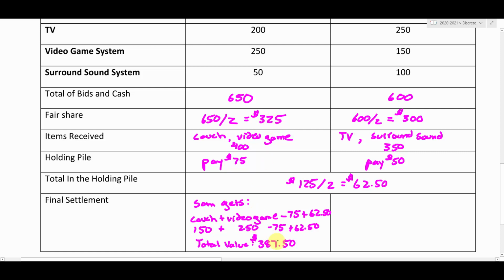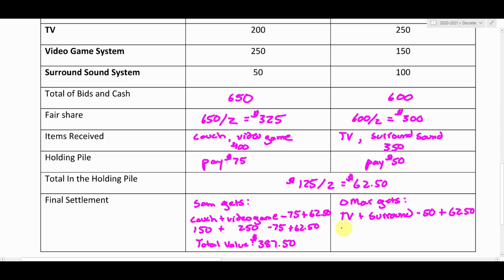The reason I like to calculate that total value at the end is to make sure that Sam walks away happy, and he will. Now we need to make sure that Omar is also going to walk away happy with this division, right? So we're going to say what Omar gets. So Omar gets the TV plus the surround sound and minus $50 because he paid $50 into the holding pile, and then plus $62.50.